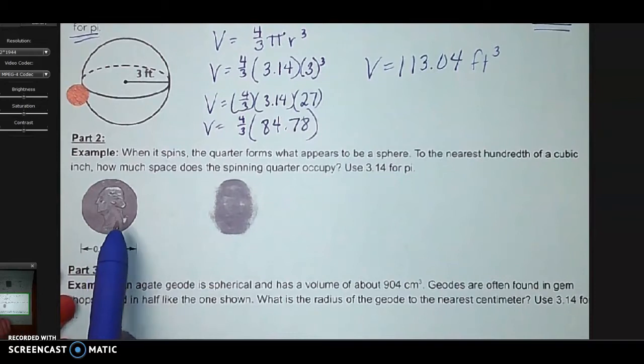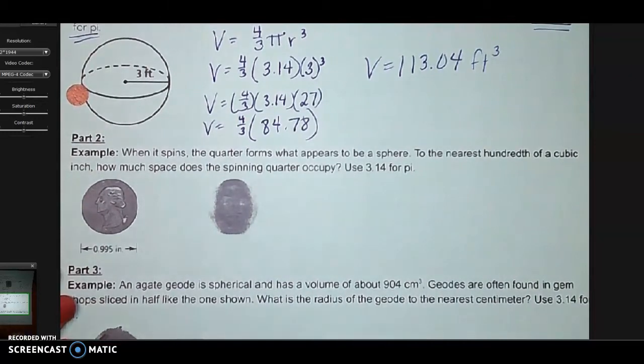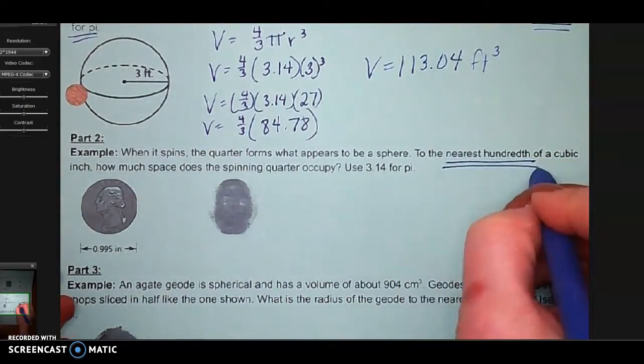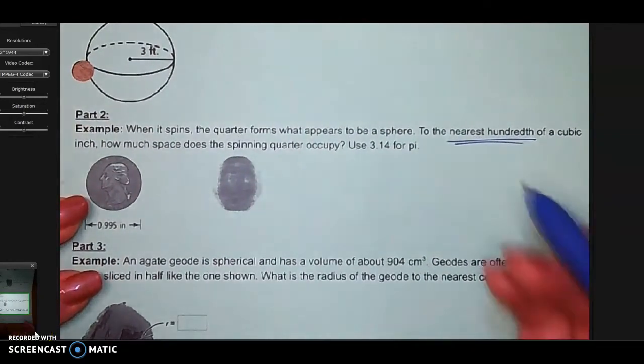So here we have a quarter, and it's doing something that I struggle at. I'm not very good at this, but we're spinning this coin. And so when I spin it, you'll notice it looks like a sphere. So if I was spinning it and it's making that sphere, how much space is it occupying? And it wants us to round to the nearest hundredth. And it also wants us to use 3.14 for pi.